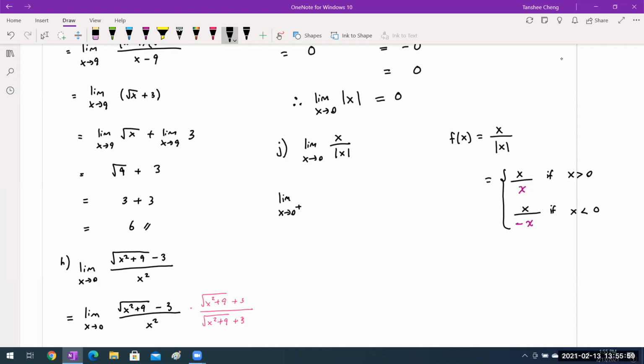0 from the positive side. And on the positive side, that means what? Approaching 0, x is greater than 0. That will be coming from the right side. Then we are using this function, which is x over x.